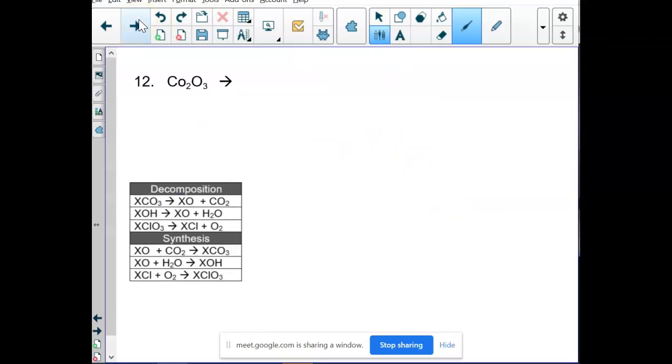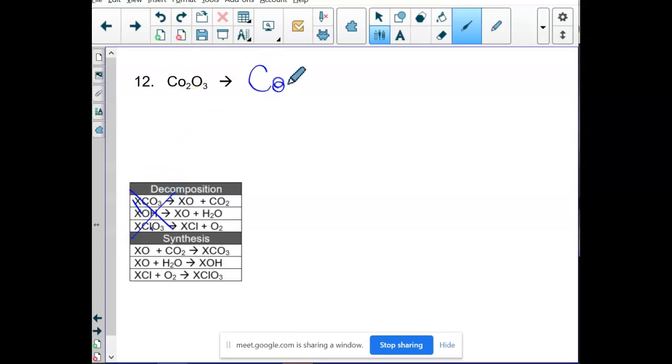Let's go to 12. So this can only be a decomp, right? Because there's only one thing before the arrow. So is it one of these? Oops, I didn't mean to put a mark on that. It's not one of these. It almost looks like this first one, but that's cobalt, isn't it? Because that's a lowercase o. So it's none of these decomps.